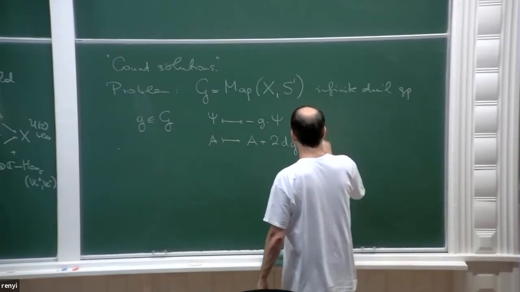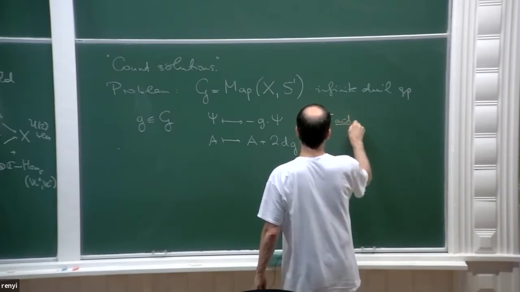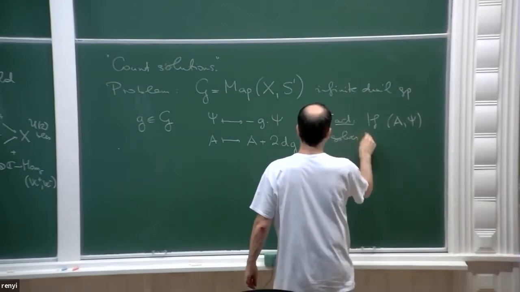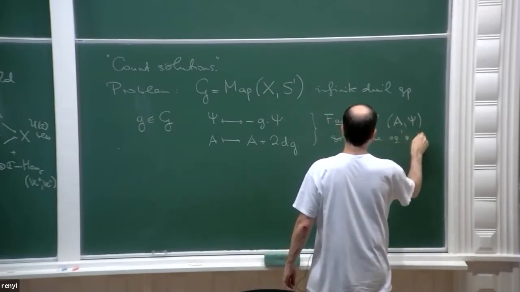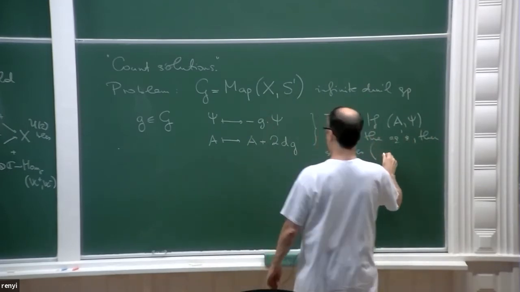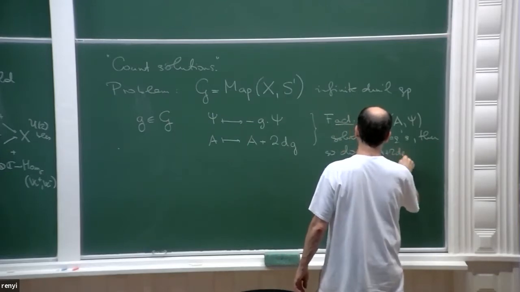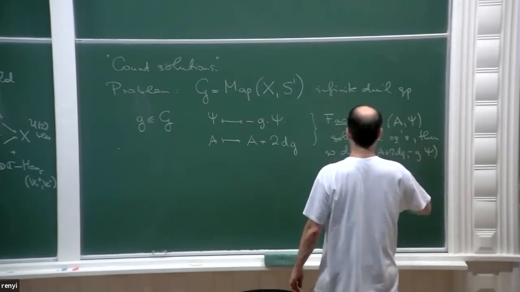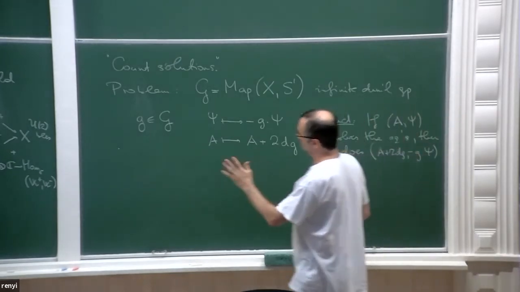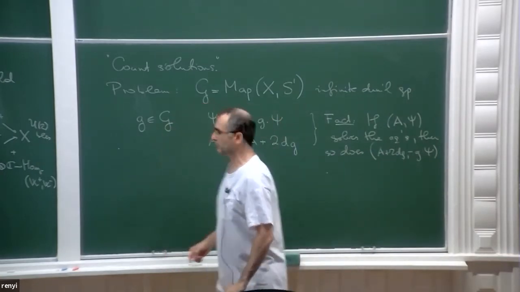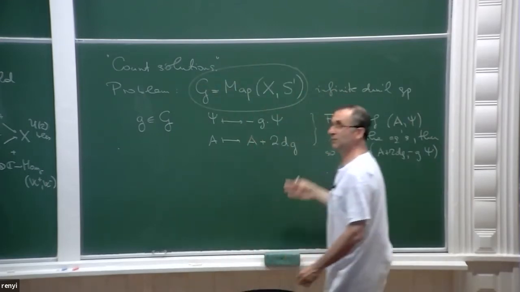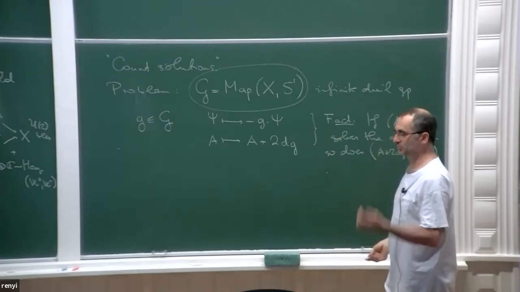And if you have a connection and add a 1-form to it, we will get another connection. And then the fact is, if (A, psi) solves the equations, then so does this new pair, (A plus 2 dg, g times psi). So that's not such great news. It just says that purely counting solutions will not work, because if we have one, we have at least that many. And this is an infinite dimensional Lie group, so we have too many.